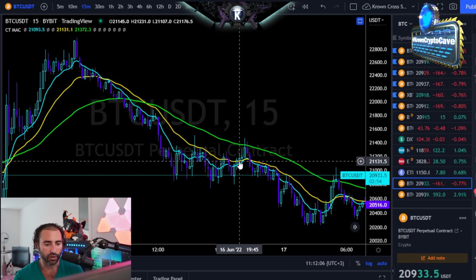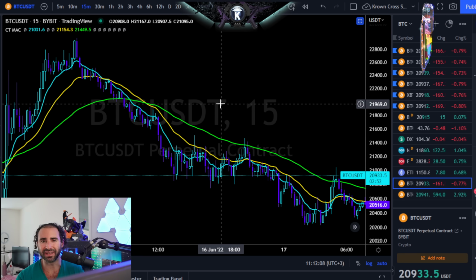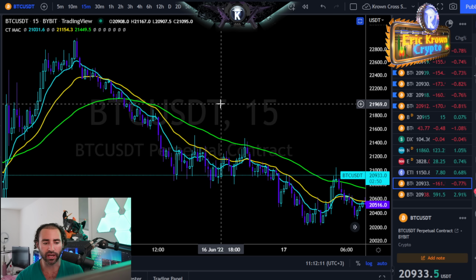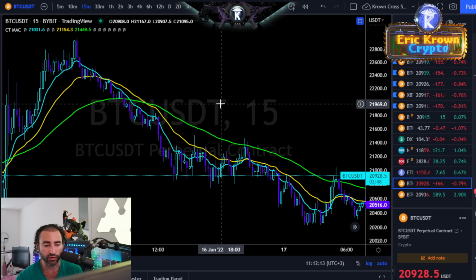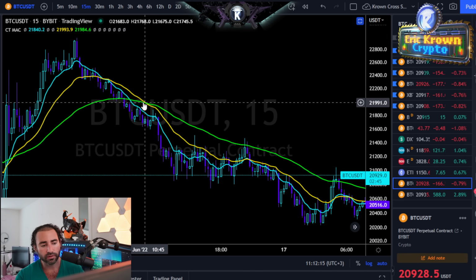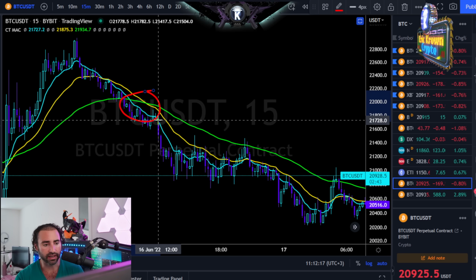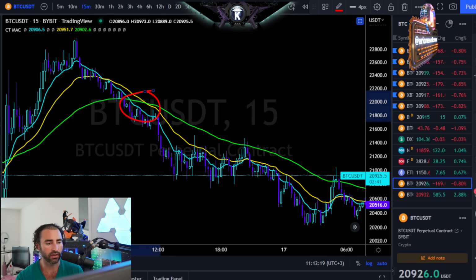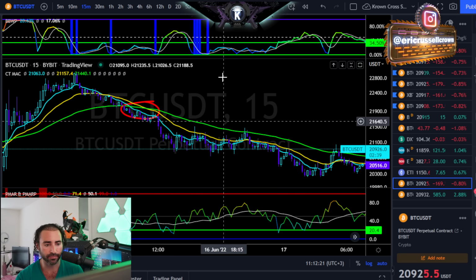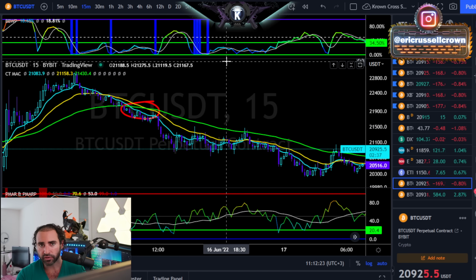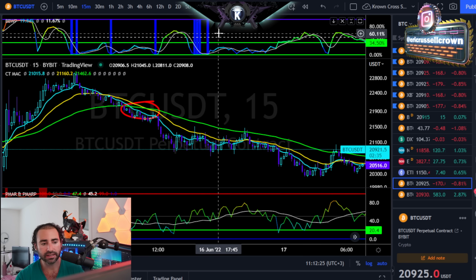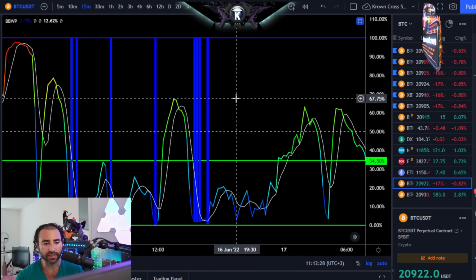Because that's what actually makes a Krown cross, and more importantly, it gives us an insight as to when to expect corrections, essentially, or maybe even reversals as well. So again, we're looking for this exactly right here. The yellow below the green, the lower period trading below the higher period. That indicates the first condition, which opens up the road for the next condition, which is looking at the BBWP.